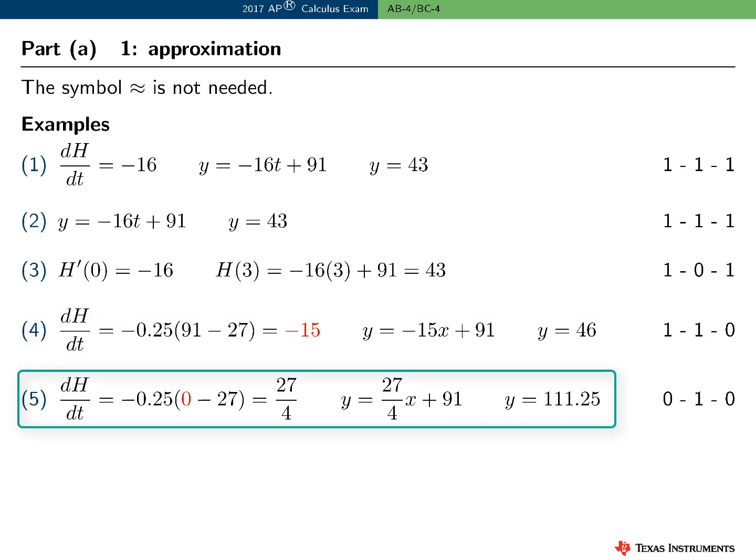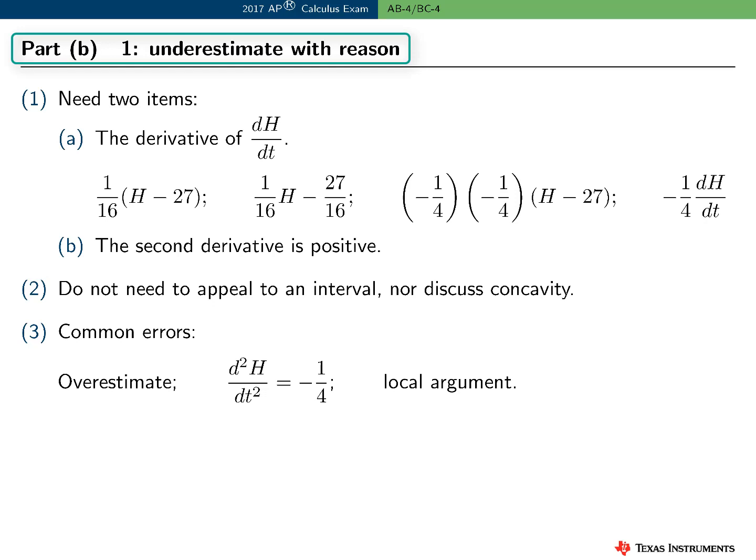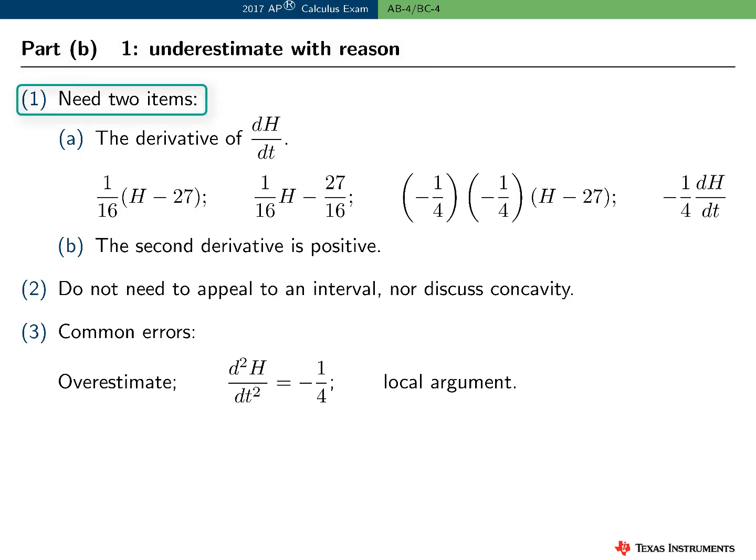In example 5, the student has an incorrect slope, but labeled correctly. They earn the tangent line point, but cannot earn the third point. This response earns 010. Part B was worth 1 point for stating that the answer in Part A is an underestimate and for providing an adequate reason.